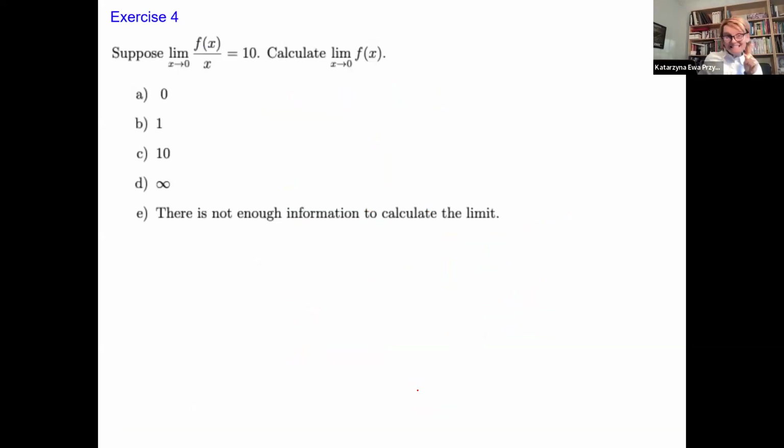Okay. Oh, nice exam type question. Suppose that the limit as x approaches 0 of f of x over x equals 10. Calculate the limit as x approaches 0 of just the function f of x. What answer will you tell me?